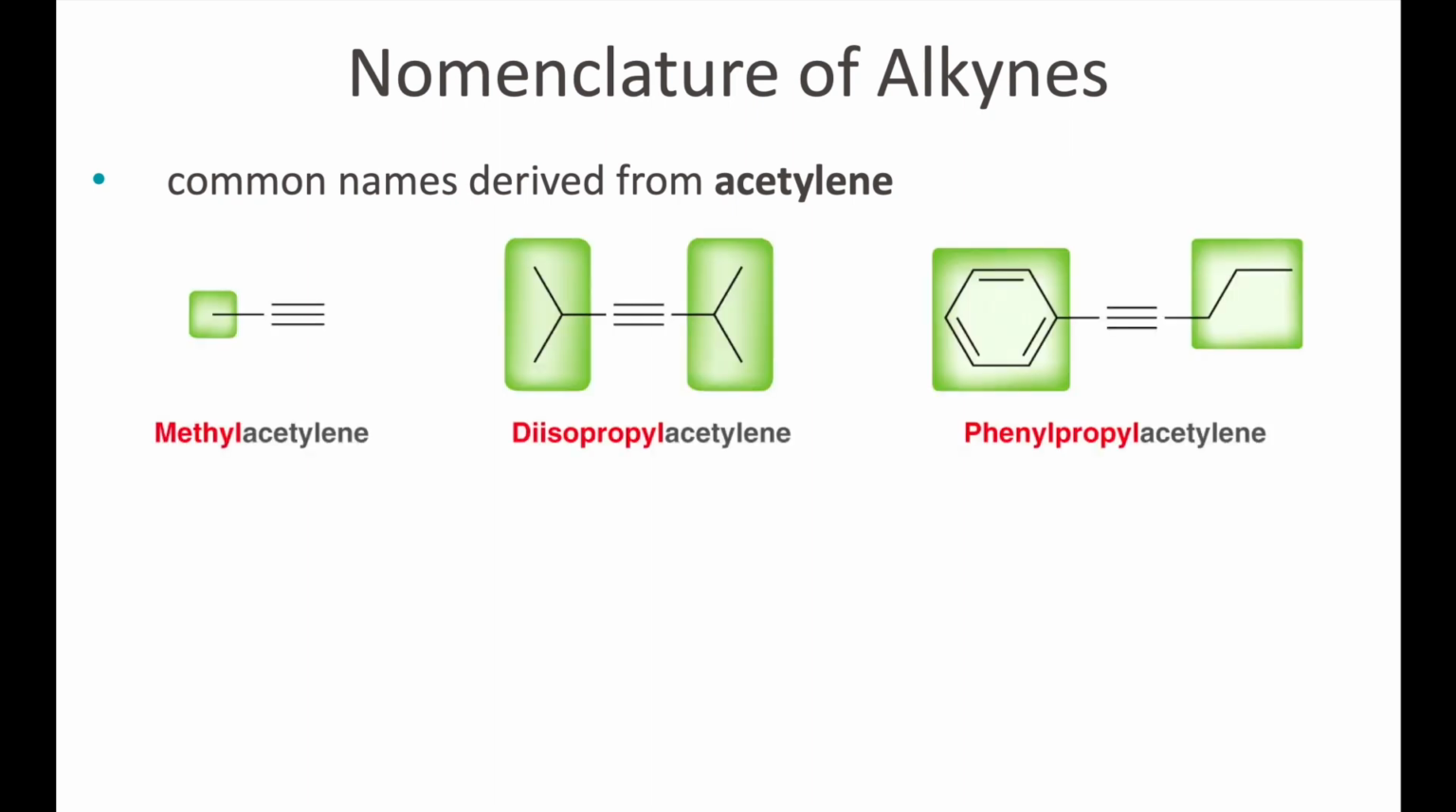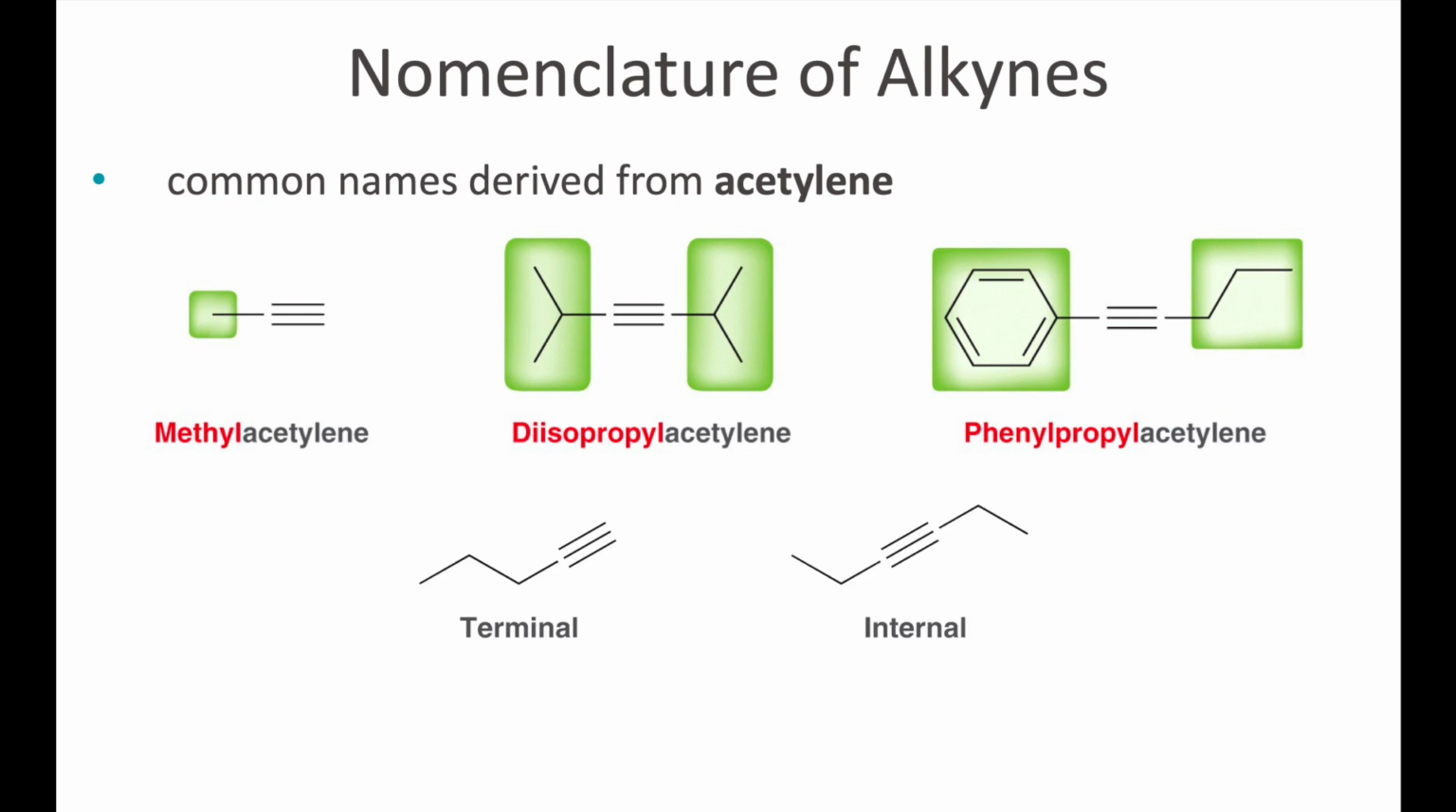For example, if you have an acetylene with a methyl group instead of a simple hydrogen, we call that methyl acetylene. When you have two isopropyl groups on both sides replacing those hydrogens, we call this molecule diisopropyl acetylene. If there are different substituents replacing the hydrogens, we name them one at a time in alphabetical order. So this one is phenylpropyl acetylene, because there's a phenyl group on the left-hand side and a propyl group on the right-hand side.